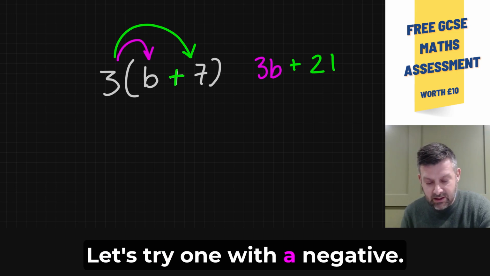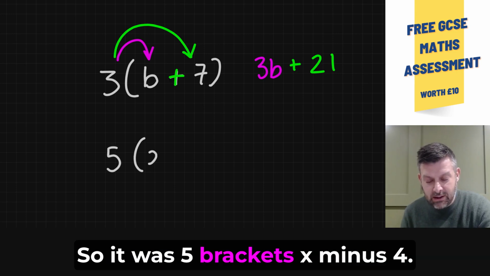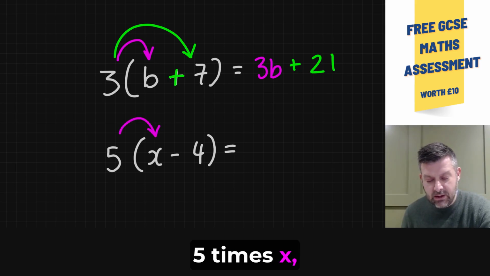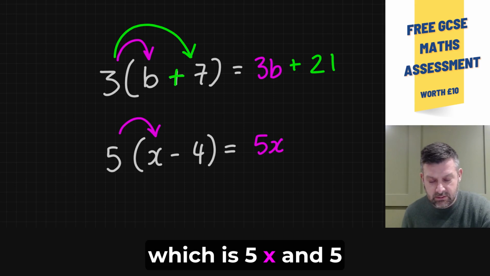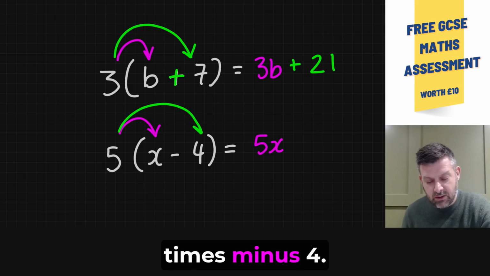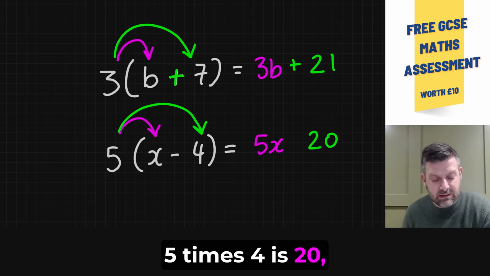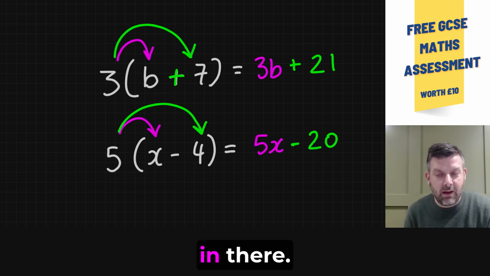Let's try one with a negative. So it was 5 brackets x minus 4. What we would do is 5 times x, which is 5x, and 5 times minus 4. So ignore the negative for now. 5 times 4 is 20, and then put the negative in there.